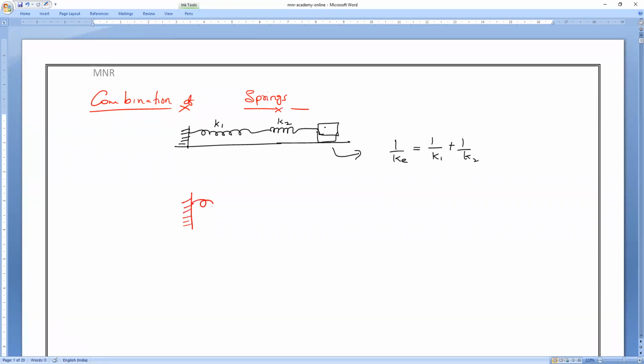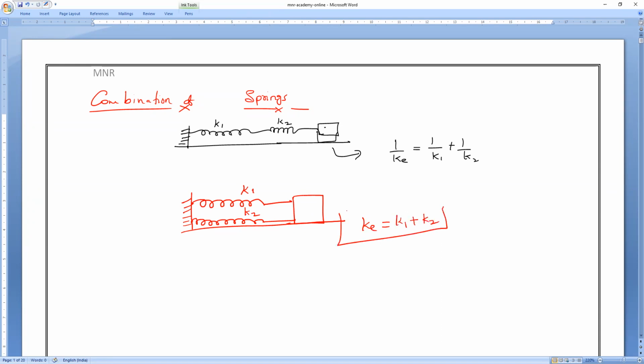Next, there is a spring combination which is called parallel combination. Two springs are attached parallelly and they have been attached to the mass. If you notice, this spring constant is K1 and this spring constant is K2. So what is the equivalent spring constant, everybody? K1 plus K2. Okay.